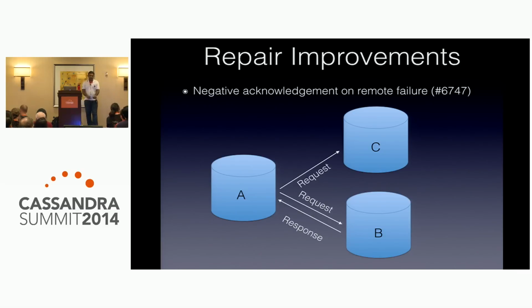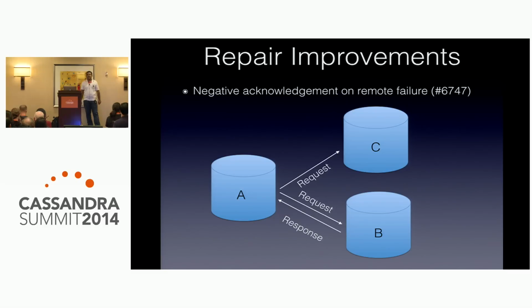Negative acknowledgements on remote failure. So in this case, we have 3 machines here, A, B, and C. Machine A sends out a request to B and C, which could be a snapshot request for snapshot-based repair, could be a Merkle tree, could be anything, even not related to Cassandra at all, right? So what happens here is B responds back with a response, and C doesn't respond back.